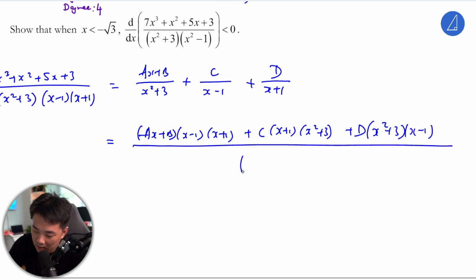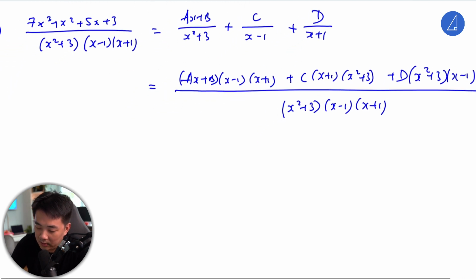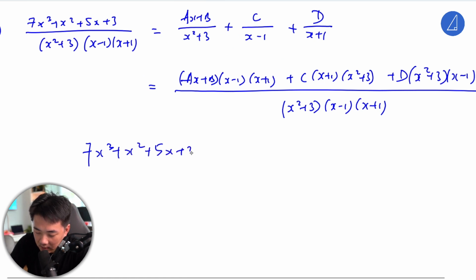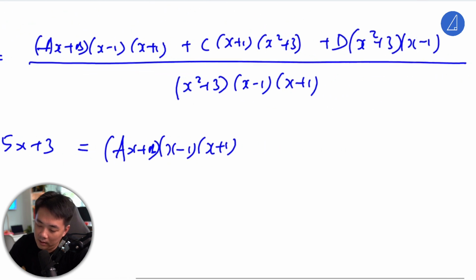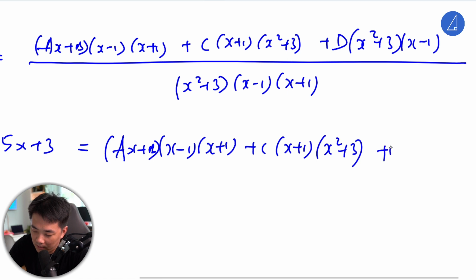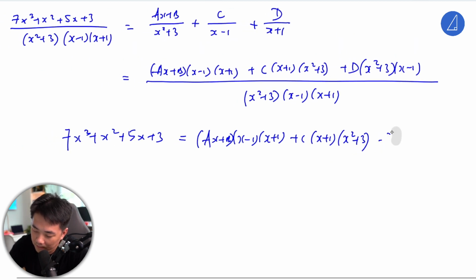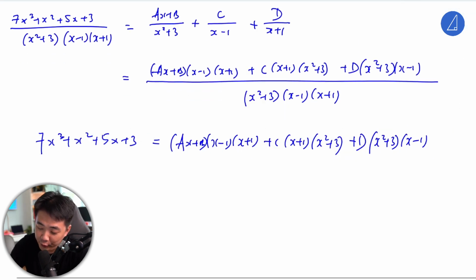So this case will be x squared plus 3, x minus 1, x plus 4. It is pretty okay. Once we've done this, we know that 7x cubed plus x squared plus 5x plus 3 equals ax plus b, x minus 1, x plus 1, then c, which is x plus 1, x squared plus 3, plus d, which is x squared plus 3, x minus 1. Okay, so this is it. Once we've done that, we could start solving it.